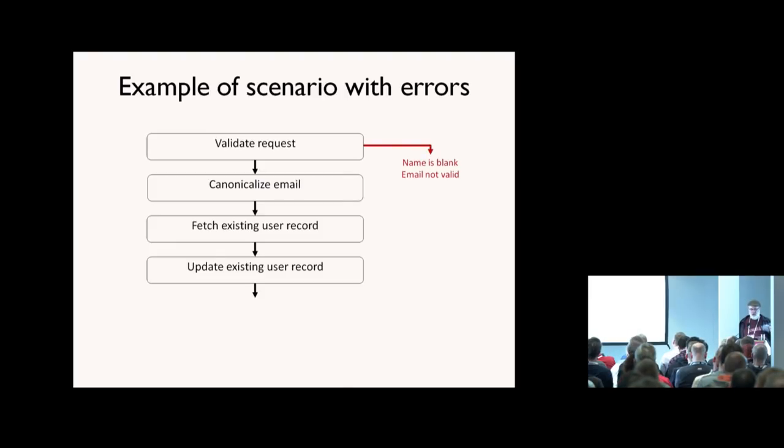That's fine. There might be errors. When you validate requests, the names might be blank or something. When you fetch an existing record, you might not find the record. You might get a database error. When you try to update, you might get an authorization error or a timeout or something. There's errors. Okay, so your code is going to look something like this.